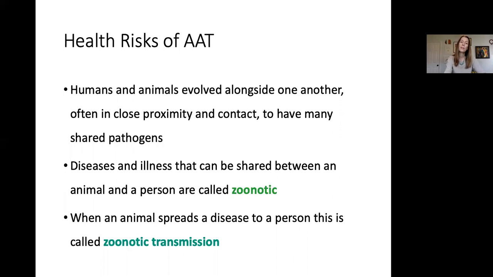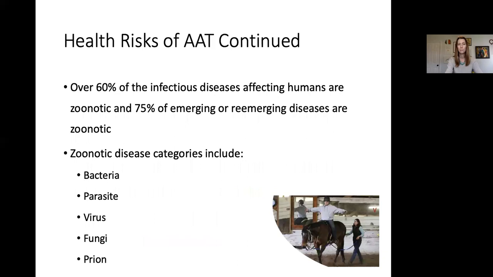When we are thinking about diseases and illnesses that can be shared between an animal and a person, we are thinking about zoonotic disease. So these are a specific type of infectious disease in which they can be shared from an animal to a person. So when an animal does spread a disease to a person, it's called zoonotic transmission. And this happens a lot. About 60% or even more of the infectious diseases that we get as humans are zoonotic, meaning that we have the potential to get them from an animal.